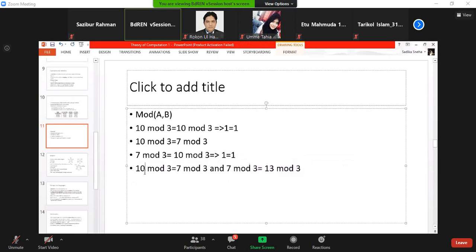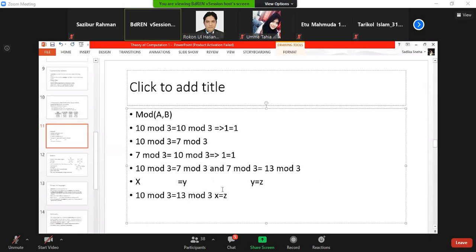Let me write this. If this is x and it is equal to y, 7 mod 3 is equal to y, and 7 mod 3 being y is equal to 13 mod 3, which is z. Now it implies that 10 mod 3 is equal to 13 mod 3, which proves that x is equal to z.